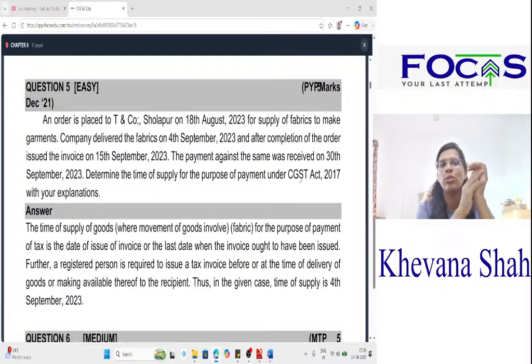Now again, as I told you, note down the dates. Okay. So order placed 18th of August, goods delivered 4th of September, then invoice issued 15th of September and payment received 30th of September. Now you need to find out the time of supply.